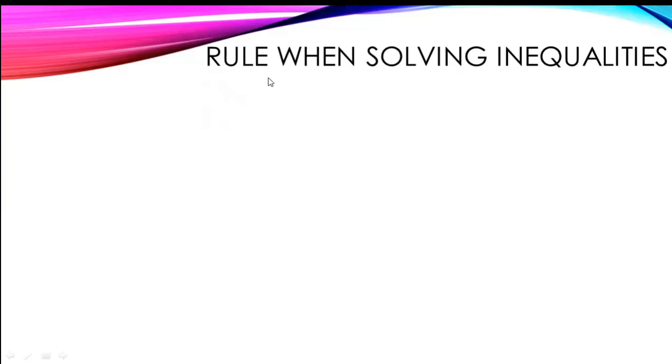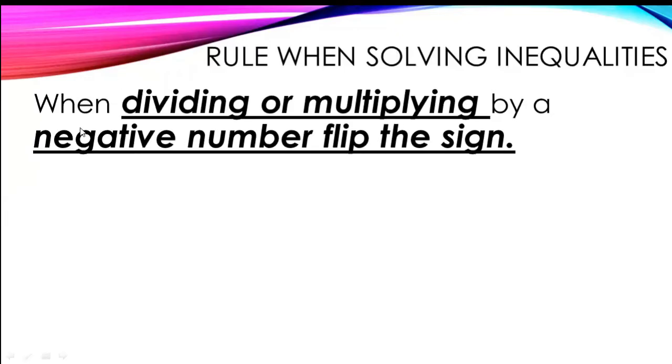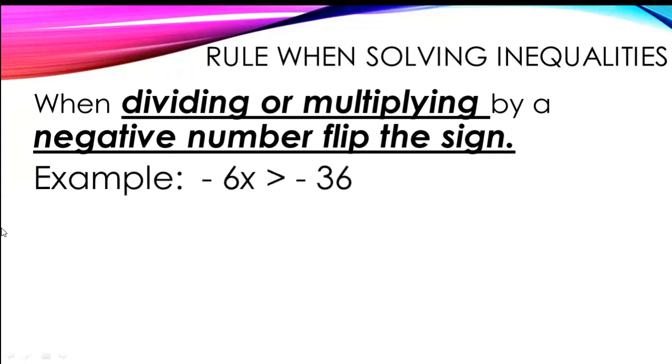Now let's look at the rules to solve an inequality in one step. First, when dividing or multiplying by negative numbers, we flip the sign. This is a very important rule. When we divide or multiply by a negative number, we flip the sign. So let's see how we flip. Now look at this example.